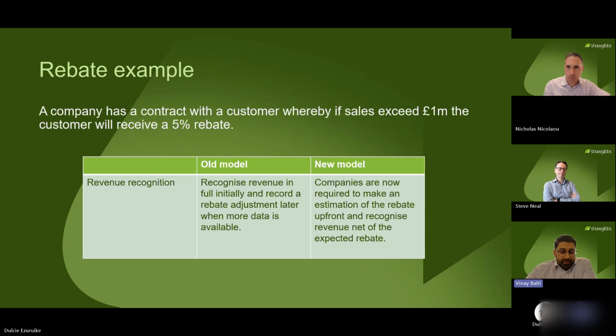So the example for a rebate, again quite a common scenario. A company has a contract with a customer whereby if its sales exceed £1 million, the customer will get a 5% rebate. So the overall net income to be recognised is 950k. Under the old model, revenue will be recognised in full initially and the rebate adjusted later on. Whereas now the new model is asking businesses to make an assessment and an estimation from the onset, and revenue is then recognised accordingly. This change aims to ensure that revenue reflects the amount the company is expected to be entitled to. Profit is not overstated initially, and variable pricing is reflected earlier.